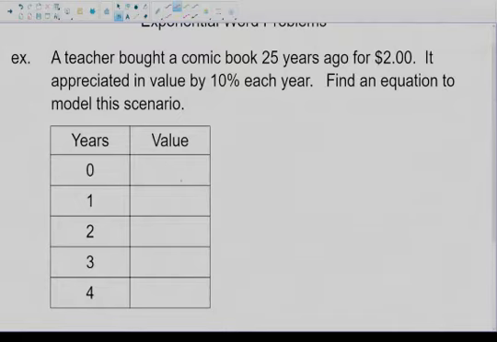Okay, so our first entry here in the 0th year is $2. So that was the original price of the comic book. Now, if it's appreciating in value by 10%, here's a bit of a discussion that we need to have. What does that mean? Well, what does the word appreciated mean? Appreciated is the opposite of depreciated, and in these contexts, it means gaining in value, okay?